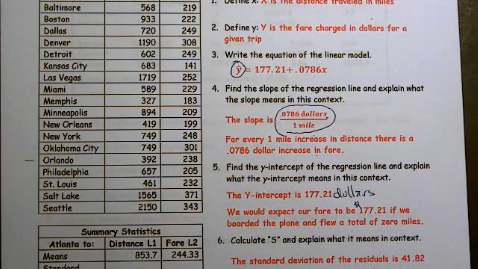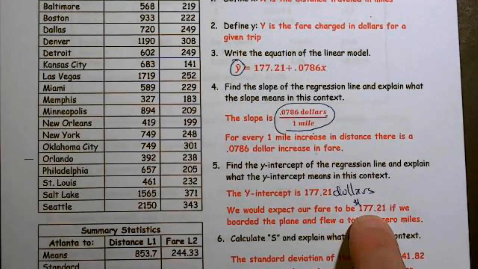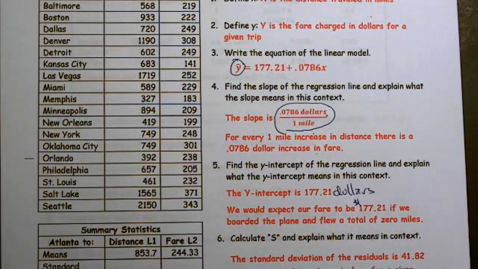What that actually means in this case is that they probably are covering maintenance of the plane and just having the plane and things of that nature. And just to cover those costs is $177.21. But for our definition, we're going to say this would be the airfare if we flew 0 miles.